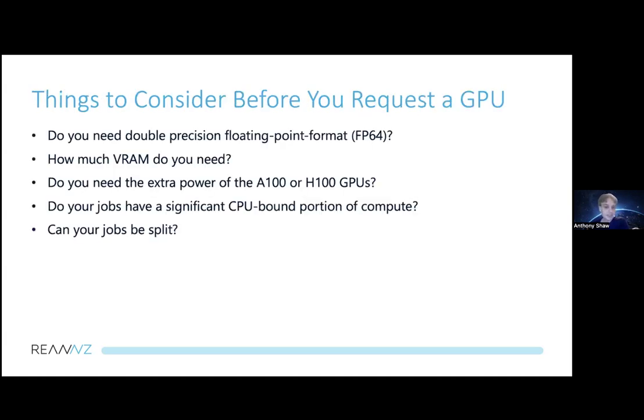So to summarize, before you request a GPU, you should consider whether your job requires FP64, how much VRAM your job needs, how powerful of a GPU your job requires, and whether your jobs have a significant portion of CPU-bound tasks. Also, whether your job's CPU-bound portion can be split out into other jobs to reduce idle time. One more thing to be aware of is that different GPUs also have different levels of demand and utilization.